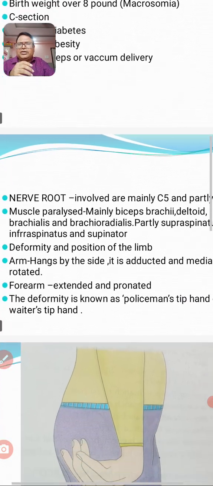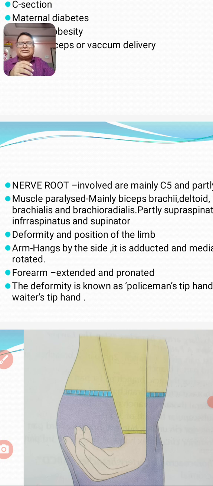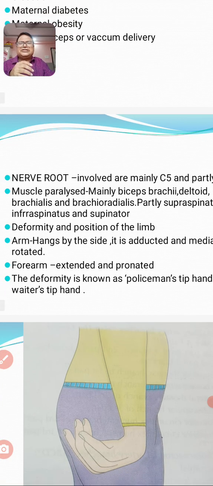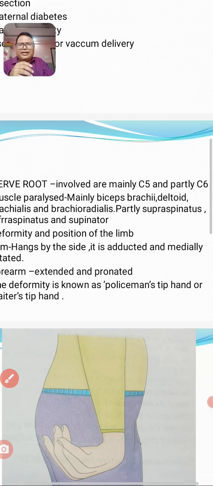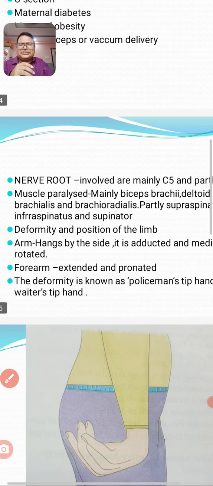And the nerve roots mainly involved are mainly C5 and partially C6. What are the nerve roots involved? Mainly C5 and partially C6.